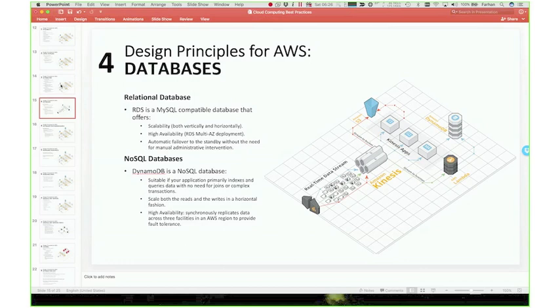But from an architecture perspective, scalability needs to be vertical as well as horizontal. You need to see the architecture of the database, like for example, if you are deploying a Cassandra database, Cassandra is a distributed database.